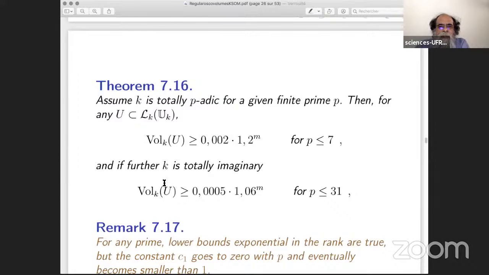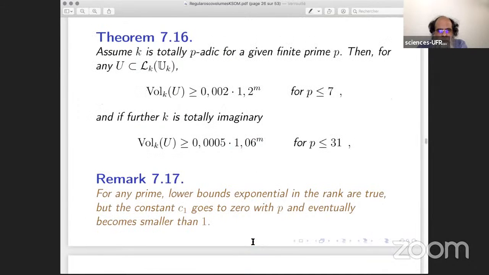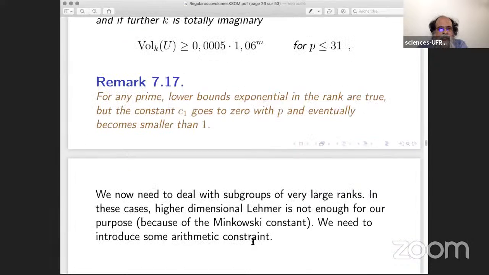In both cases, you can solve the full Bertrand-Villegas conjecture for p less than 7 or for p less than 31. Again, these restrictions on p, I'll show you later, come from the requirement that you want the C1 to be bigger than 1. If you allow C1 to be strictly positive, it's valid for any p. And if you have a CM field, it's also true, we'll tell it later.